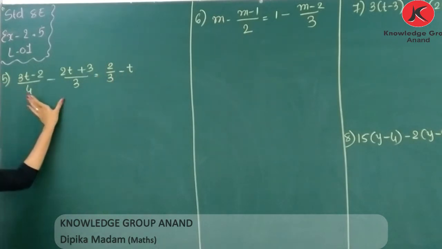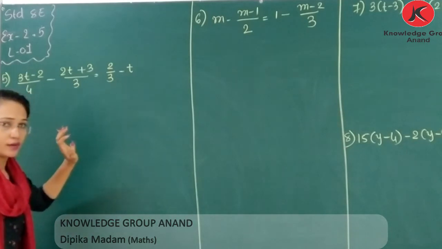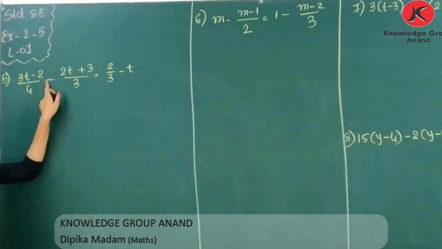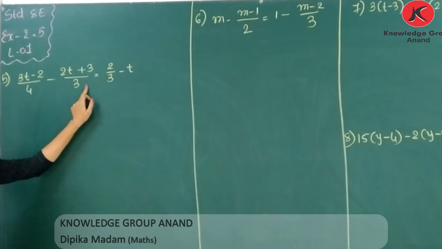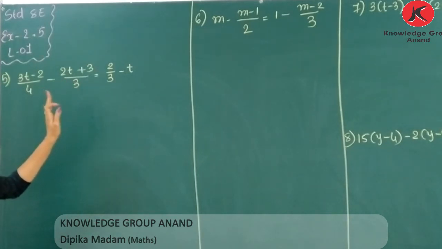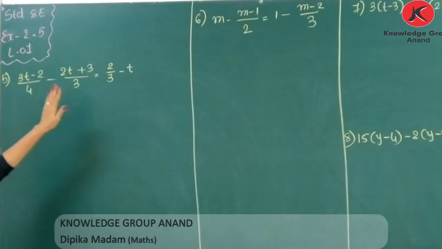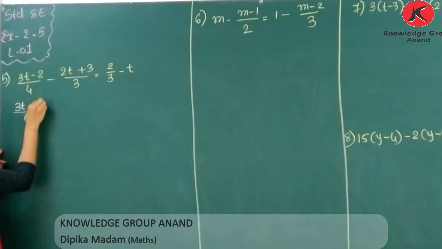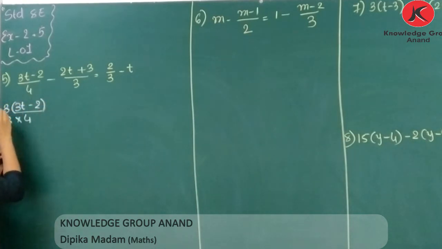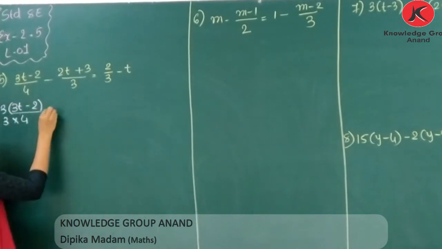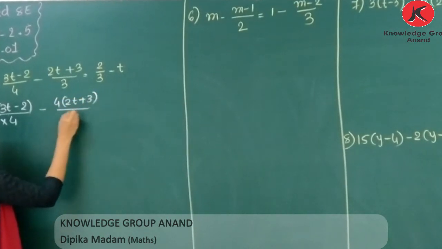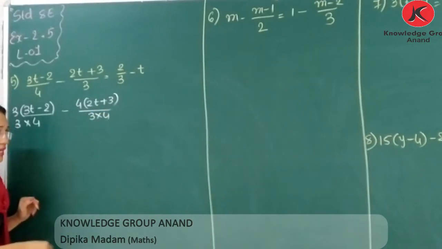First of all, we need to simplify the left hand side and right hand side. To simplify the left hand side, we need to take the LCM of 3 and 4. So this term will be multiplied with 3 and this term will be multiplied with 4 to get LCM 12 in the denominator. This term is multiplied with 3 in the numerator and denominator, and this term will be multiplied with 4 in the numerator and denominator, to get LCM 12.